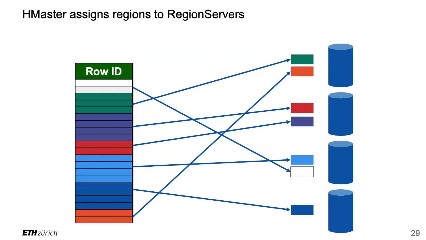The one thing to understand here is that this assignment is only a responsibility assignment. It doesn't mean the data is not duplicated. This is only a responsibility. We are only saying, you here are responsible for the blue region. You here are responsible for the green region. This is what it means.